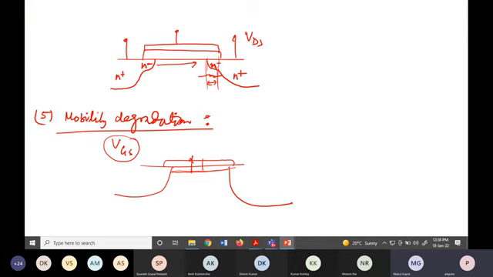Now this mobility degradation will have various effects. Let me discuss it a little bit further. This mobility degradation, people have modeled it.